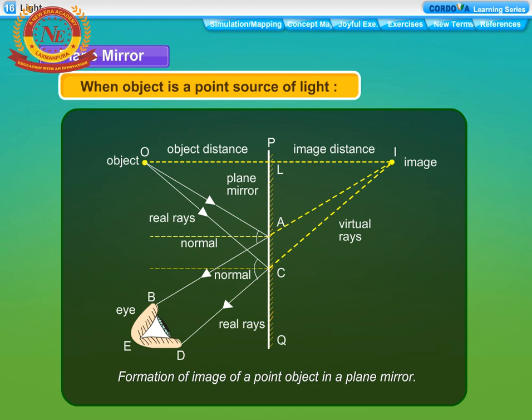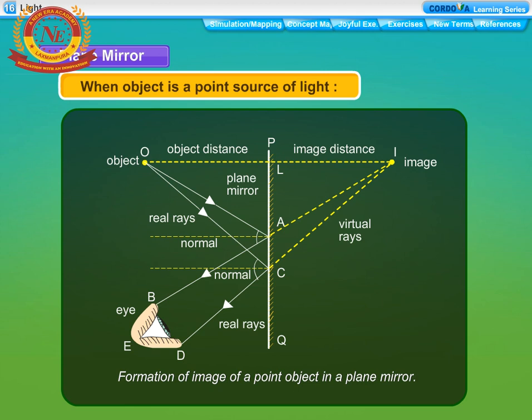Then draw the reflected rays at the point A and C. AB and CD are reflected rays. Extend them backwards. They meet at the point I. For a viewer's eye, at E, the reflected rays AB and CD appear to come from the point I. Figure 6.7.